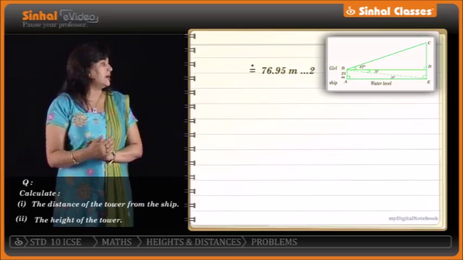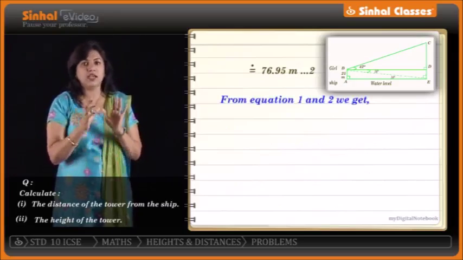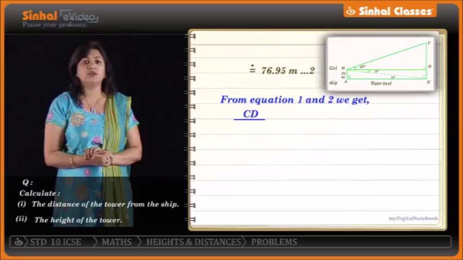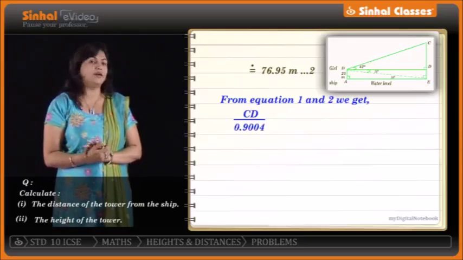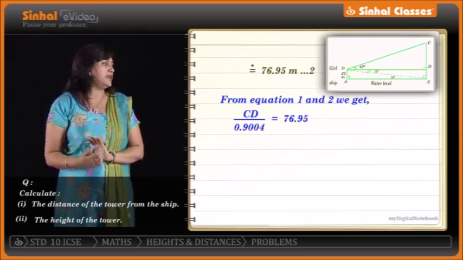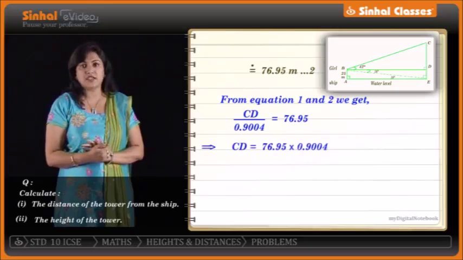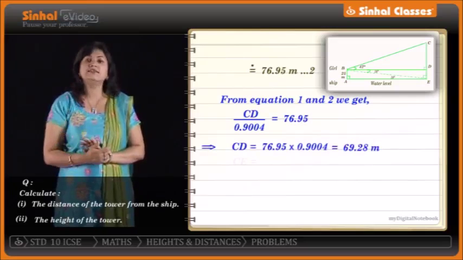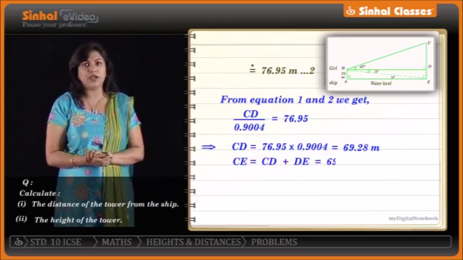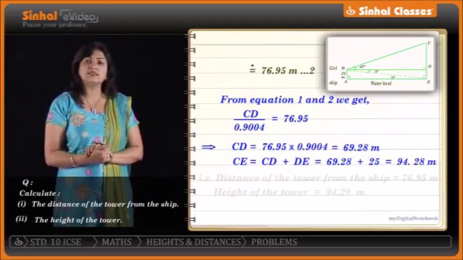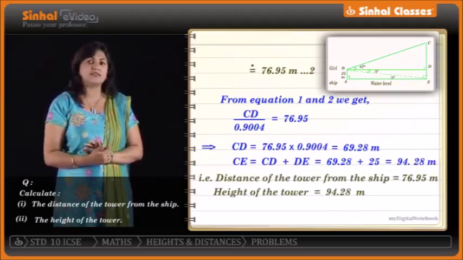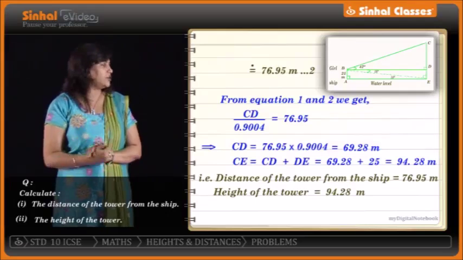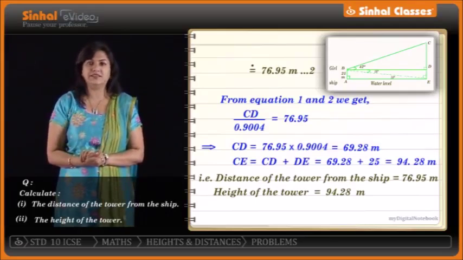Now from equation 1 and 2, we equate them to get CD upon 0.9004 is equal to 76.95. Now CD is equal to, cross multiply. On simplification we get 69.28 meters. But we want to find CE. CE is CD plus DE, which is equal to 69.28 plus 25, which will give us 94.28 meters. That is, the distance of the tower from the ship is equal to 76.95 meters and the height of the tower is 94.28 meters.